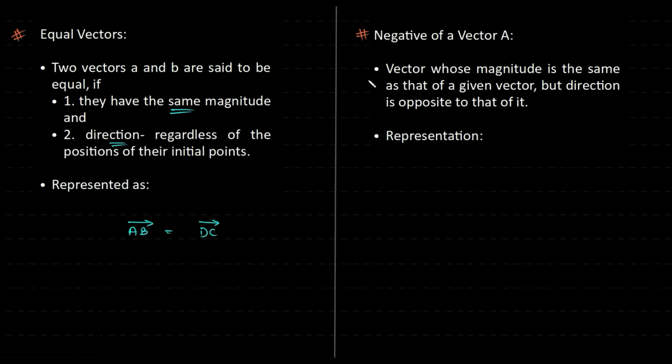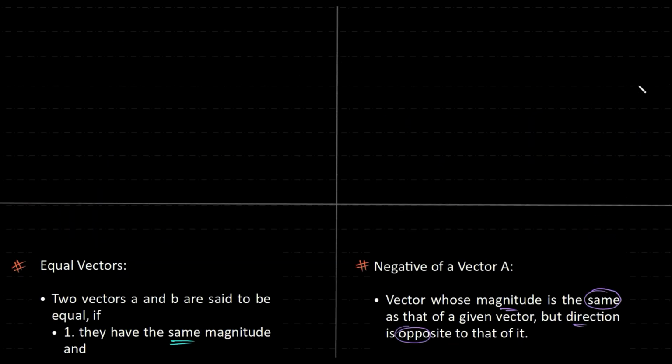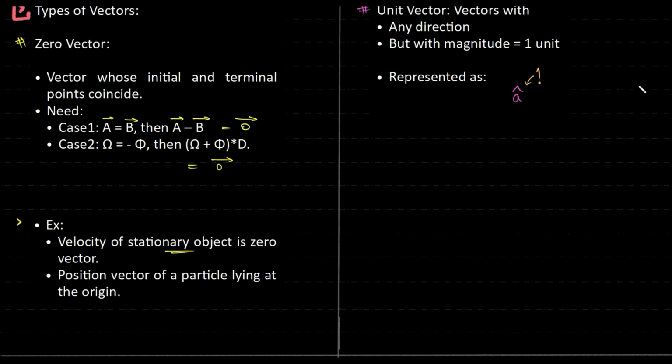Now, the negative of a vector. We have a vector whose magnitude is the same while the direction is opposite. How do you represent this? If we have a vector AB, then since the magnitudes are equal but the direction is different, this is how we write that they are equal in length and opposite in direction. It's a very simple set of concepts, right?